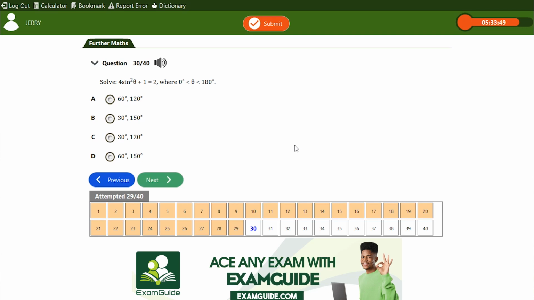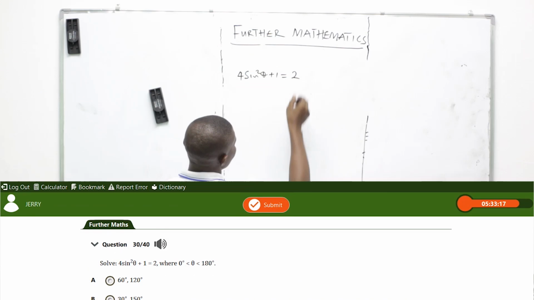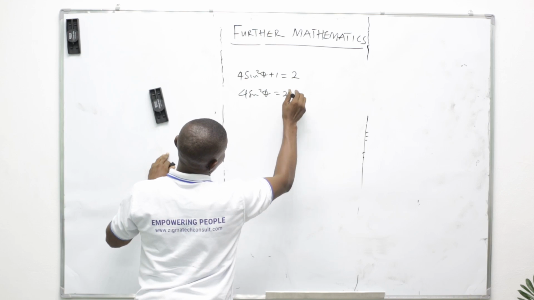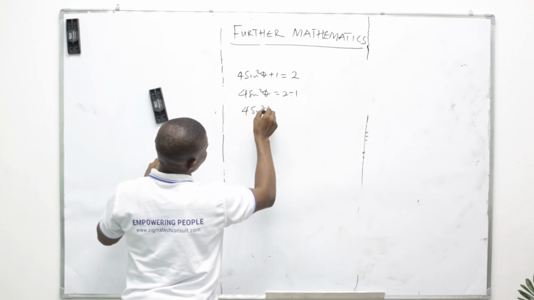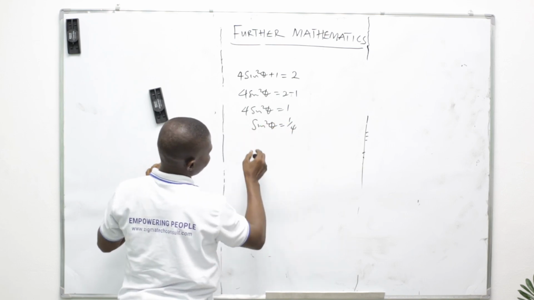Now solve for 4 sine square theta plus 1 equals 2, where 0 is less than theta, less than 180 degrees. Okay. For 4 sine square theta plus 1 equals 2, 4 sine square theta equals 2 minus 1. 4 sine square theta equals 1. Sine square theta equals 1 over 4.